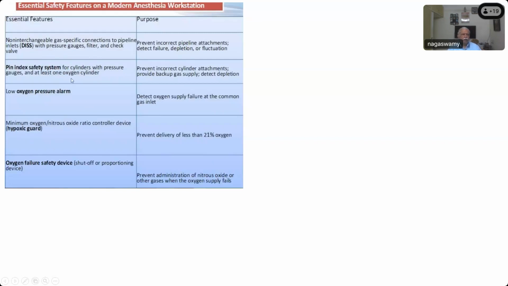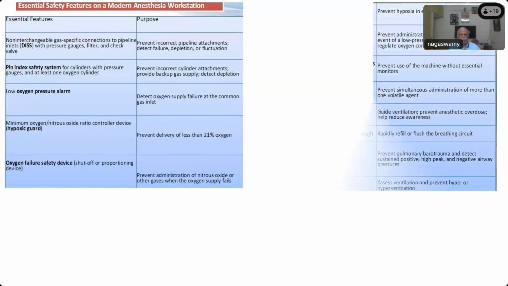Then the hypoxic guard. So this is to detect oxygen supply failure to the common gas inlet. And here it is for preventing delivery of less than 21% oxygen to the patient. So this is the difference that you have to understand. The oxygen pressure alarm is for detecting failure of oxygen supply to the machine itself, to the pressure gauges itself, whereas the hypoxic guard is preventing a hypoxic mixture to the patient. Then the oxygen failure safety device, or proportionate, is again for administration of nitrous oxide or other gases when oxygen supply fails. Again, that is preventing hypoxia to the patient.